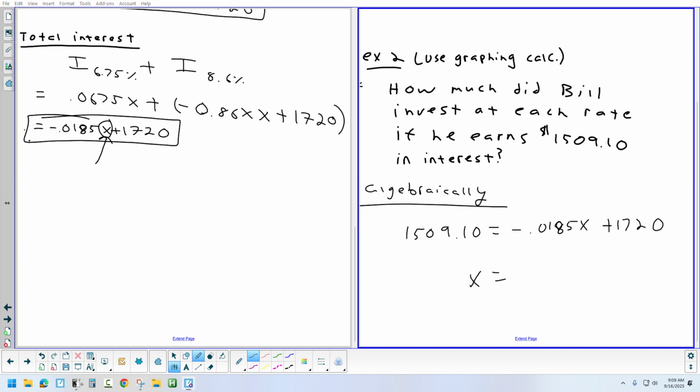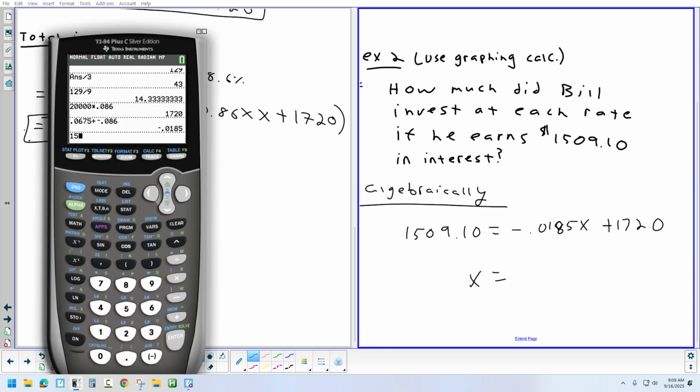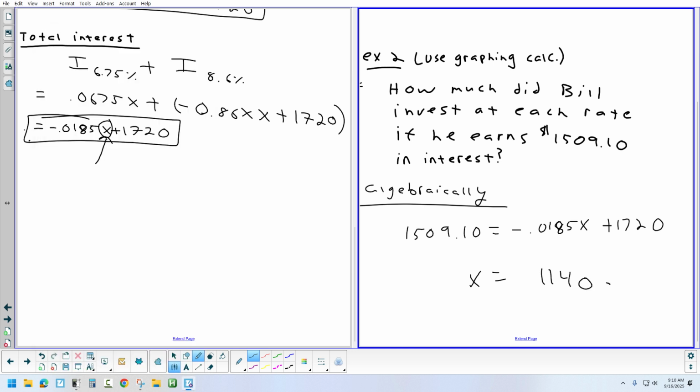Okay, so let's divide that out. So we got $1,509.10 minus 1720, and then divide by negative 0.0185. Okay, so that gives me 11,400. Okay, first of all, what is that? 11,400 what? Yep. Dollars.